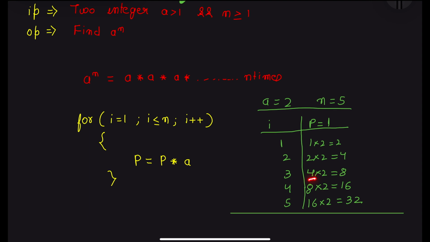Value of i becomes 3 and p into a is 4 into 2, which is 8. So the value of p is now 8. In the fourth iteration, p into 2 is 8 into 2, which is 16. And in the fifth iteration, it is 16 into 2, which is 32. So the final value of p we got is 32. We got our answer as 2 raised to the power 5, which is equal to 32, and we used linear method to get the power of the element here.